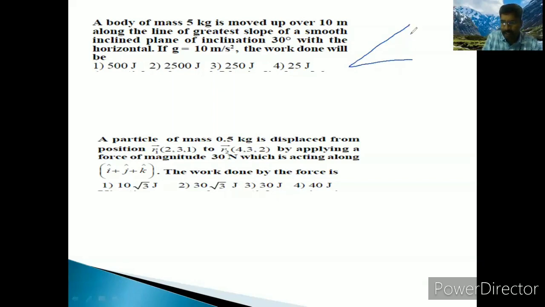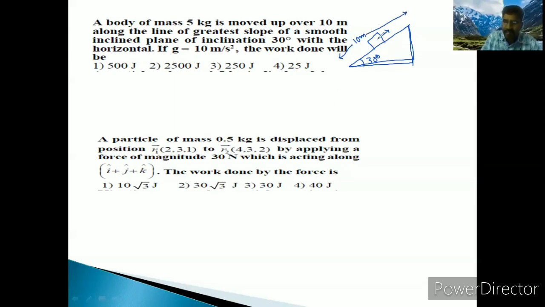So this is an inclined plane with a horizontal, with an angle of 30 degrees. Now, one body of mass 5 kg is moving in the upward direction like this. The length of the slope they gave is 10 meters.